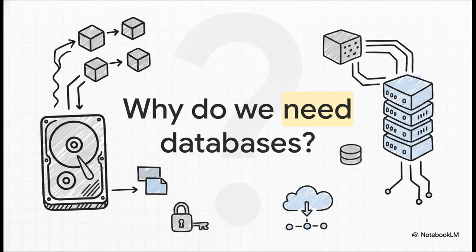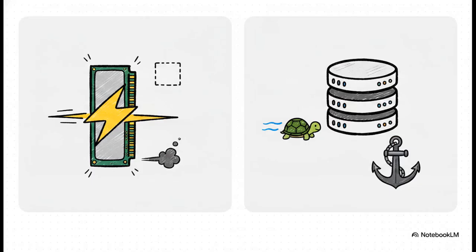Why do we need databases in the first place? If we just want to save simple data, why use heavy, complex software systems? Well, to understand the software, we actually have to look at the hardware. On the left, we've got primary memory, or RAM. Now, RAM is incredibly fast, but it's expensive, severely limited in capacity, and crucially, it's volatile. You turn the power off and bam, everything in RAM is wiped out completely.